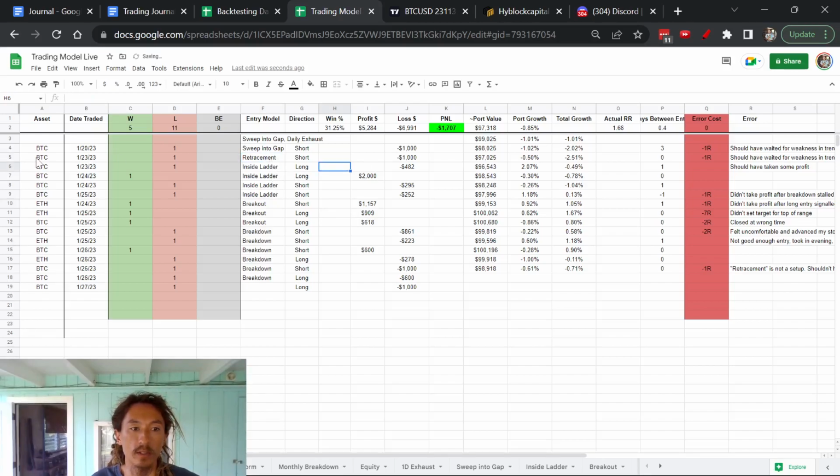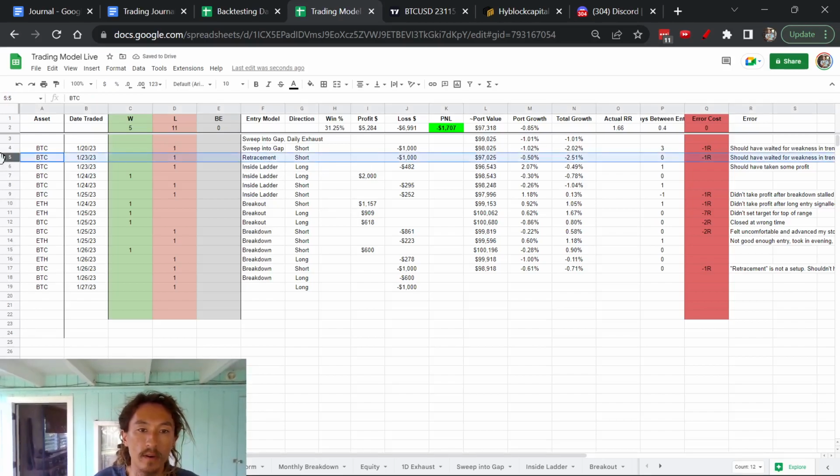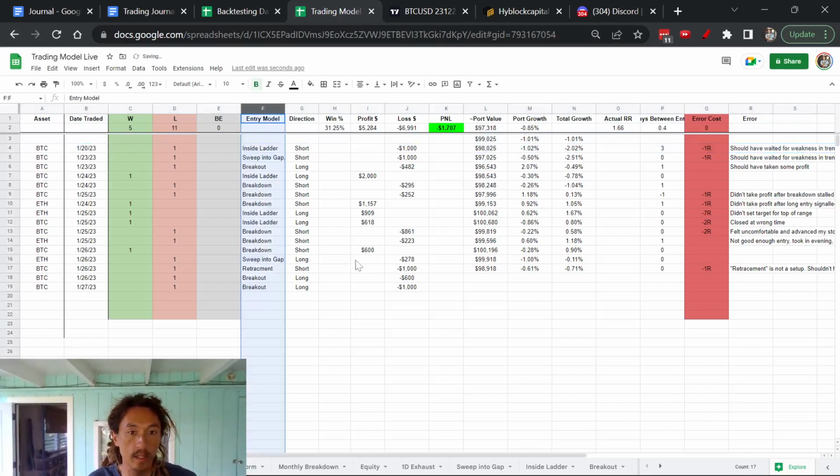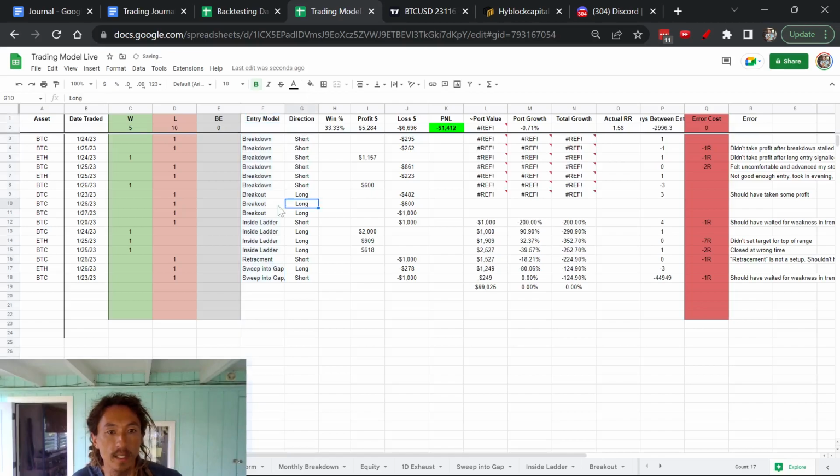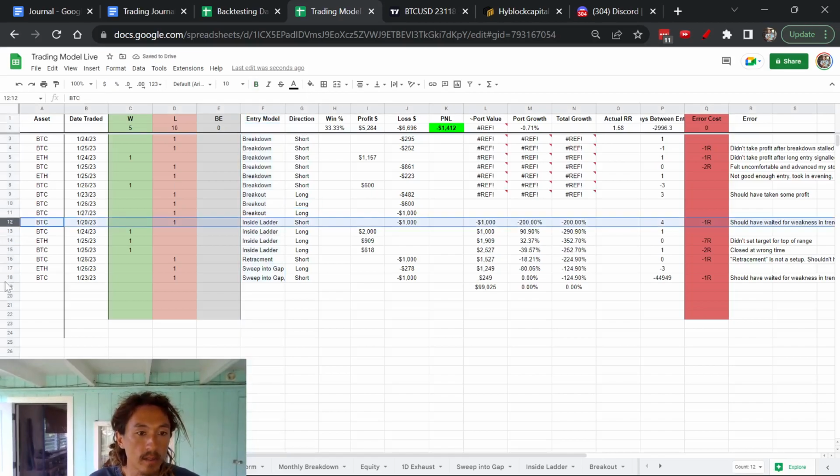What is the worst one? This retracement trade is an offer. The sweep into gap. What is that? Here's what I'm supposed to do. Data. Sort range. Sort sheet. Okay, let's fix this. Breakdown and breakouts.